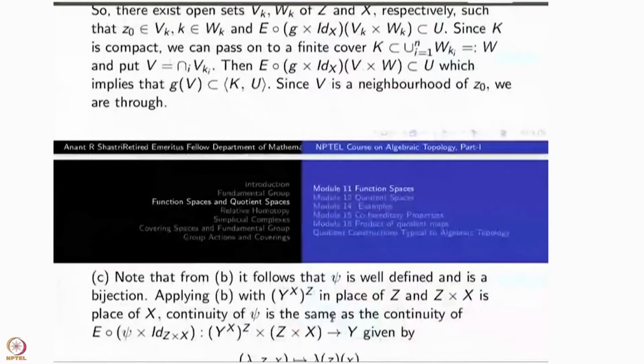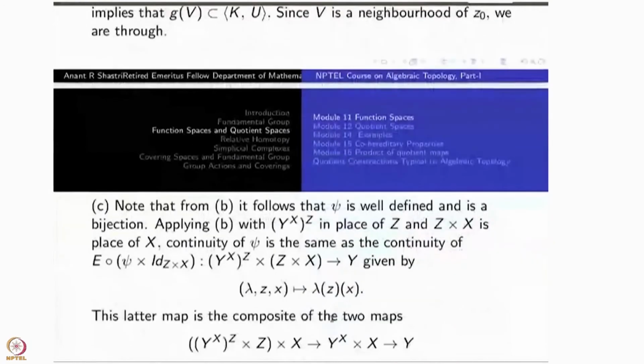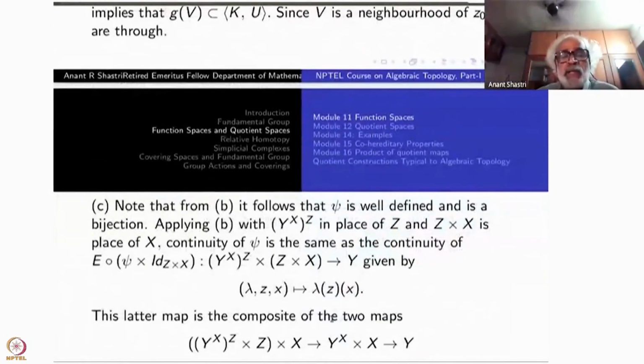So let us prove C. The idea of giving all these proofs is so that you will get familiar with the compact open topology. Otherwise, one can just take the statement and go away. Finally, we are going to use only the statements.